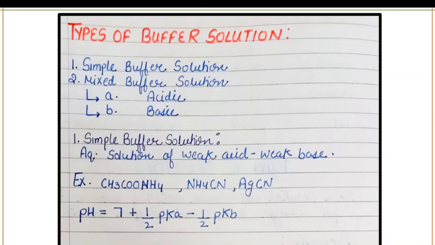Now we have the different types of buffer solution. Number 1 type is simple buffer solution and number 2 is mixed buffer solution. Mixed buffer solution is further classified into 2 major types: number 1 acidic and number 2 basic. Number 1 is simple buffer solution. An aqueous solution of weak acid and weak base is known as simple buffer solution. In case of a simple buffer solution, pH will be equal to 7 plus half pKa minus half pKb.